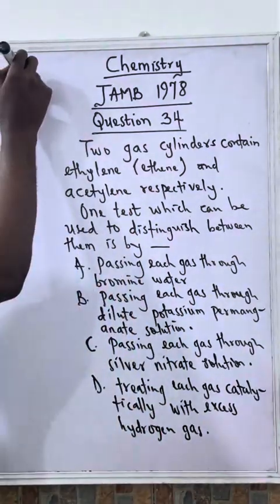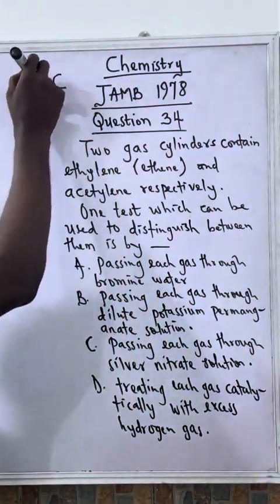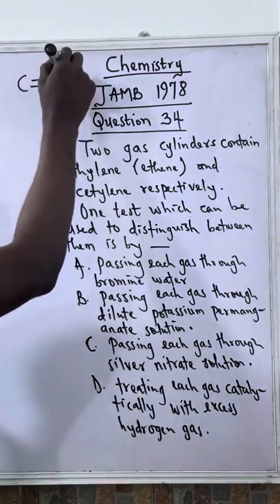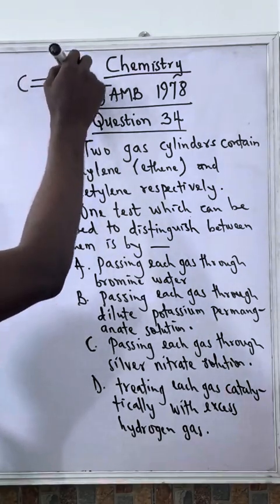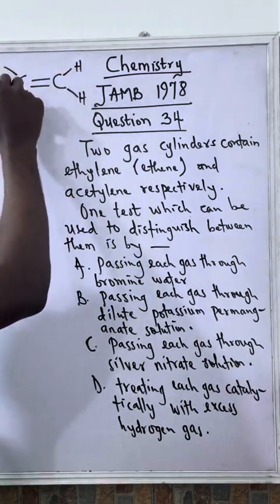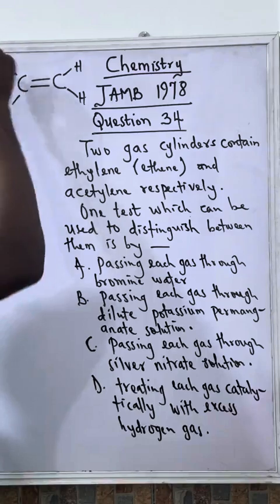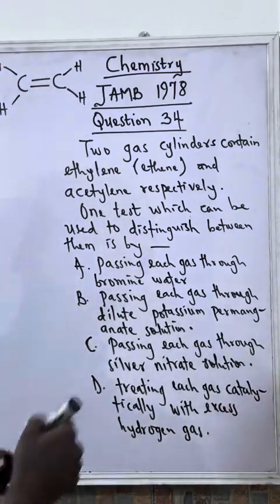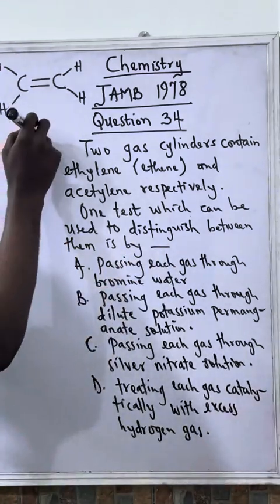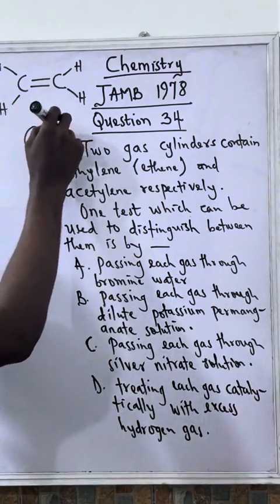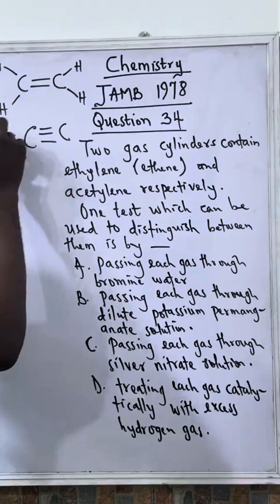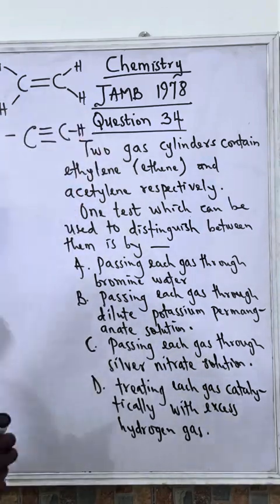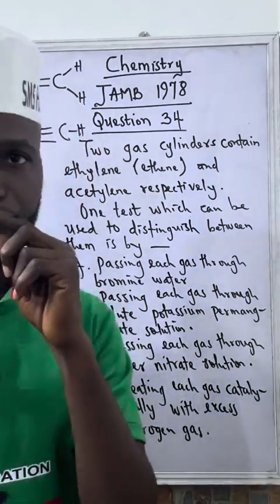So this is the structure of ethene. There is a double bond between the two carbons, and we have two hydrogens bonding to each of the terminal carbons. Now, for ethine, we have a triple bond between the two carbons, and we have a hydrogen bonding to each of the two carbons.